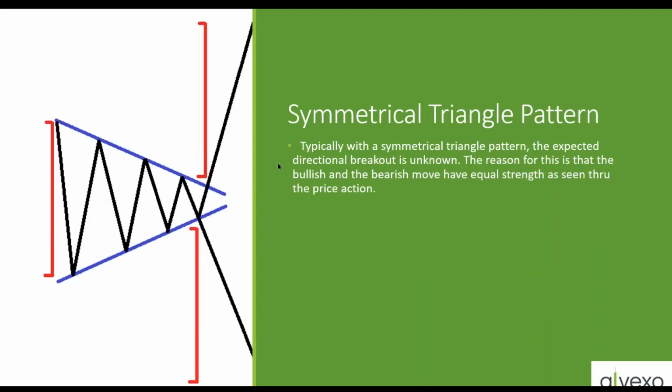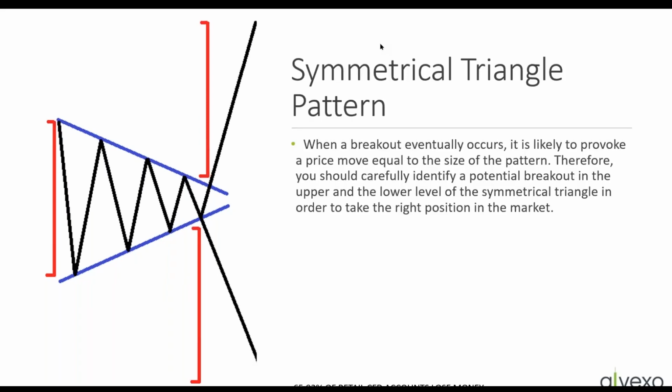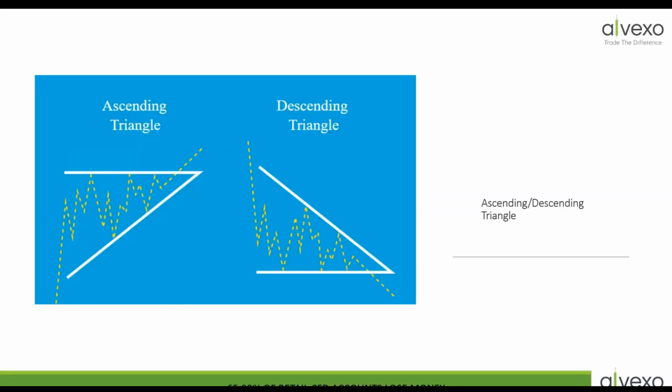So typically, in a symmetrical triangle pattern, the expected directional breakout is unknown. The reason for this is that it can be a bullish or bearish move, have equal strength as seen through price action. When a breakout eventually occurs, it is likely to provoke a price move equal to the size of the pattern. Therefore, you should carefully identify a potential breakout in the upper or the lower level of the symmetrical triangle.